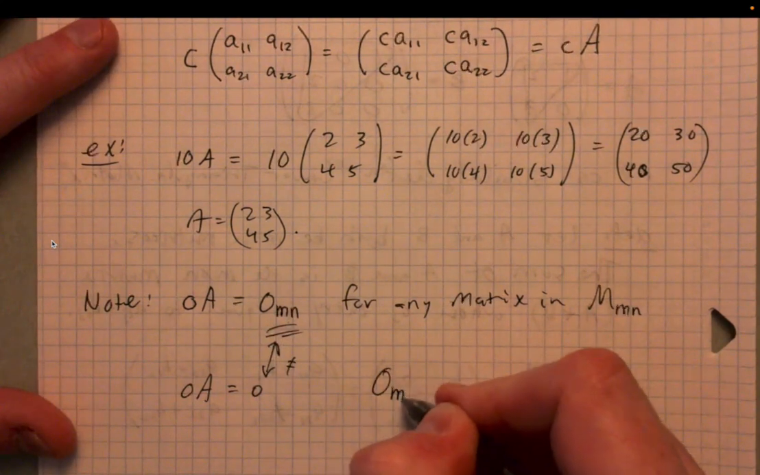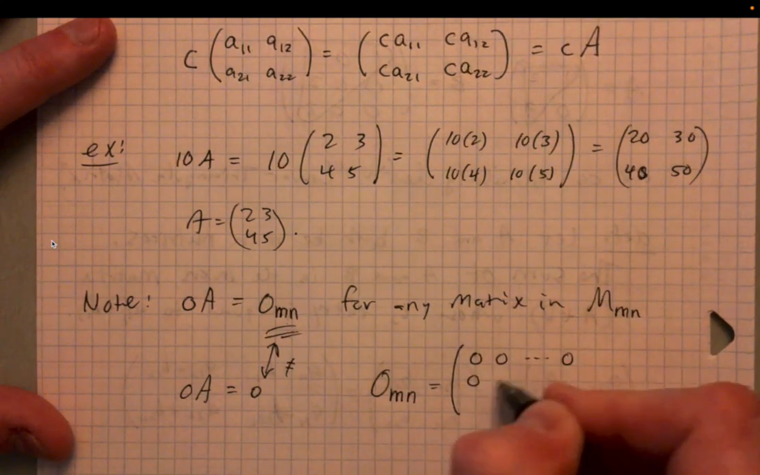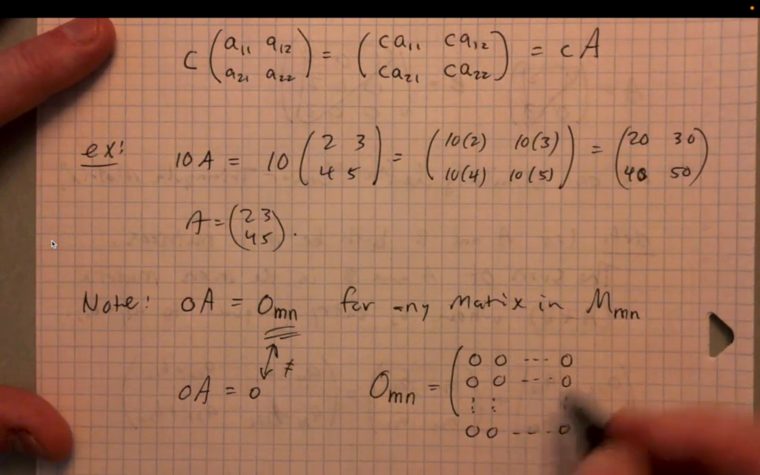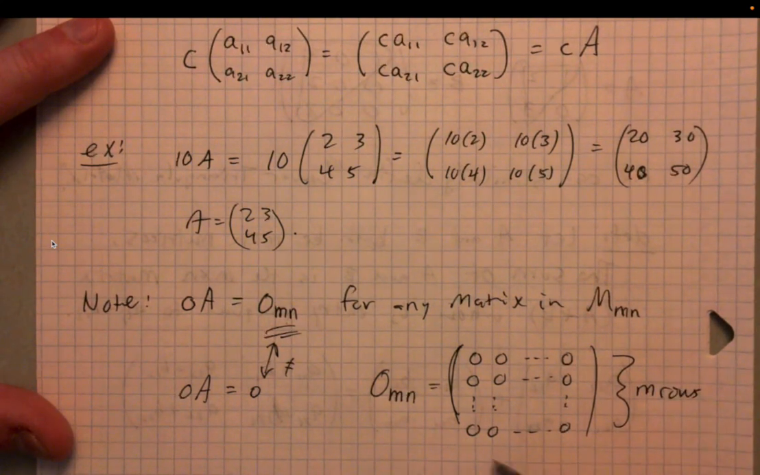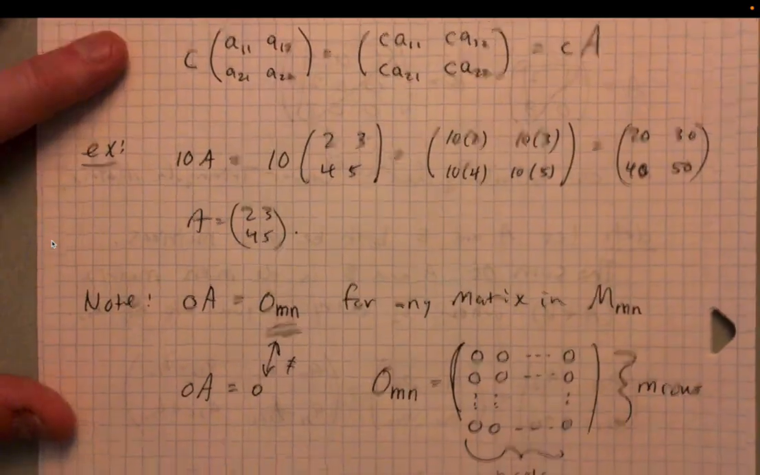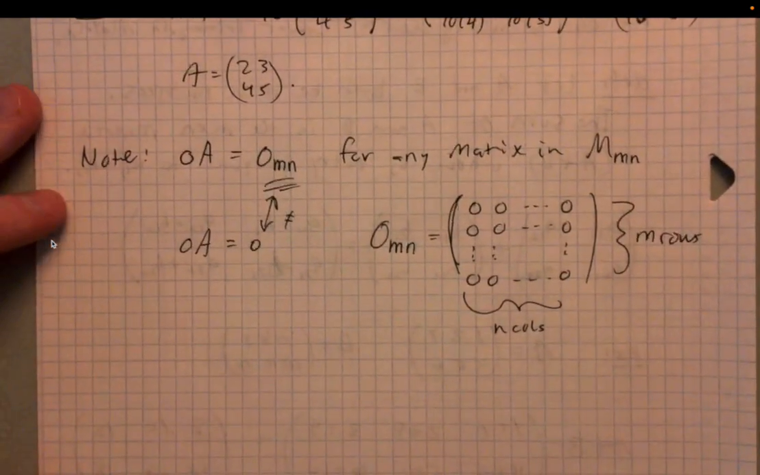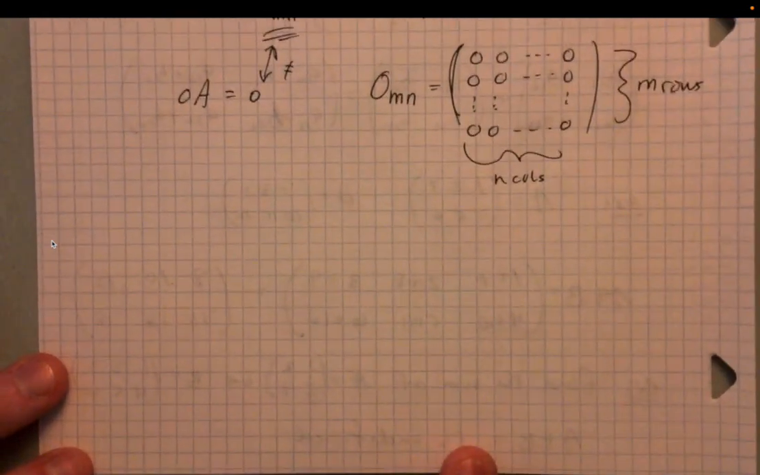So 0 mn would be equal to 0, 0, dot, dot, dot, 0, 0, 0, dot, dot, dot, 0, 0, 0, dot, dot, dot, 0. Right, where there are, in particular, m rows and n columns of zeros. All right, and so that's a fact. So any matrix times the scalar 0 turns the matrix into the 0 matrix.